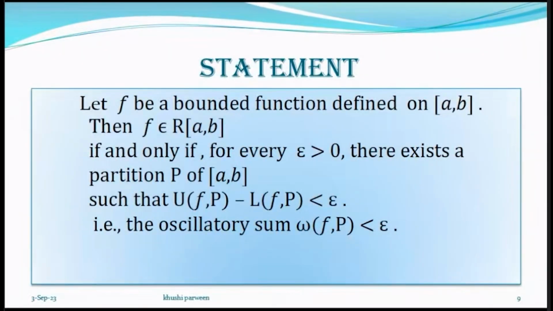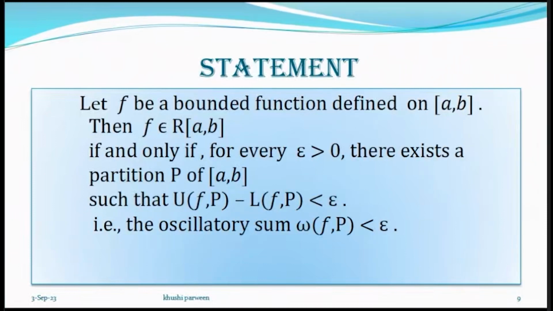Yeah. So here, what you are trying to say is that it will remain integrable if, for given epsilon greater than 0, your UFP minus LFP is less than epsilon, right? Yes, sir. So in your function, what we have given is it is 0 on irrationals and 1 on rationals. So now you divide the closed interval 0 1 into n parts. Yes, sir. I get it.